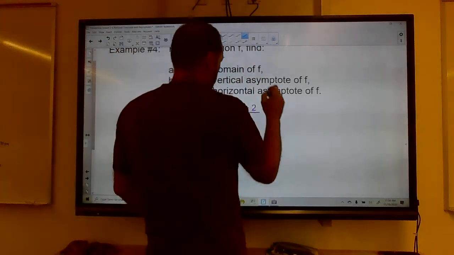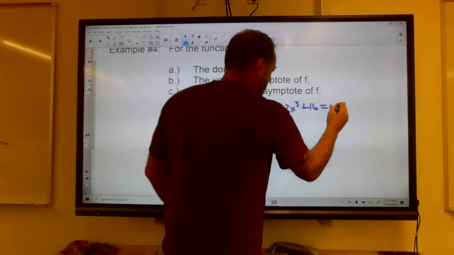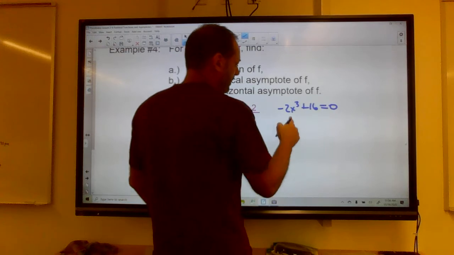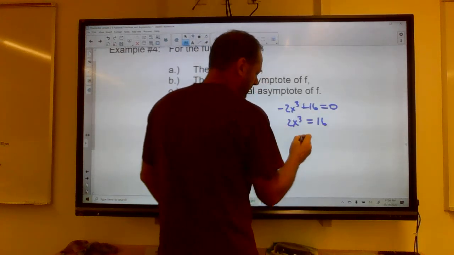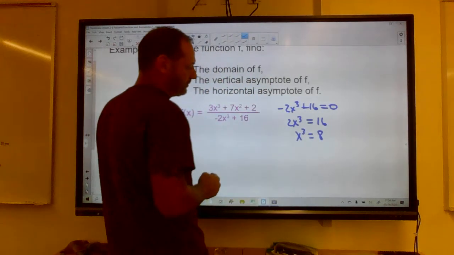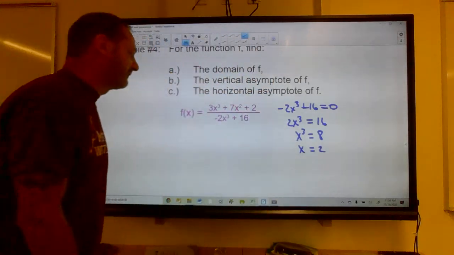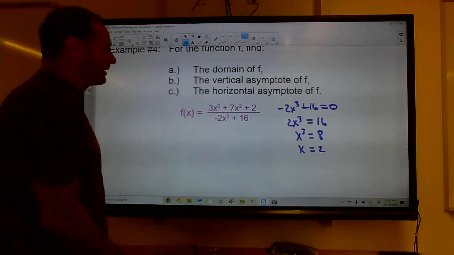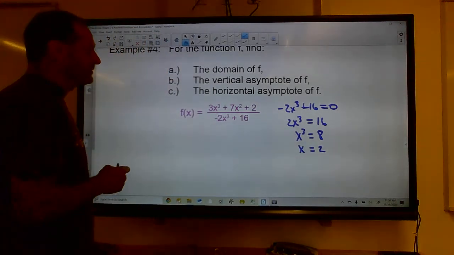So I'm going to take that denominator, negative 2x cubed plus 16, set that equal to 0. Move this over here, so 2x cubed equals 16. X cubed would equal 8 when I divide both sides by 2, and then I would cube root that, and I would get x is 2. Okay, so this thing is 0 if x is 2. That's a problem. 2 is not in the domain.